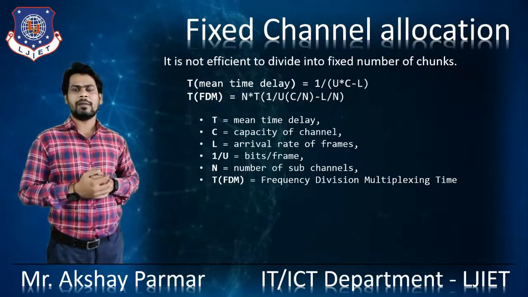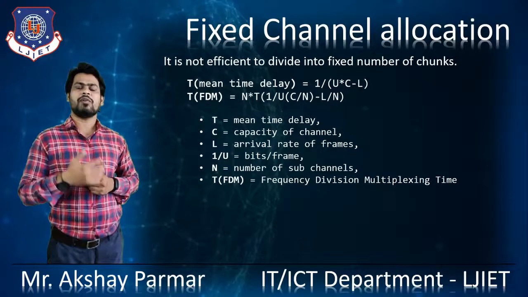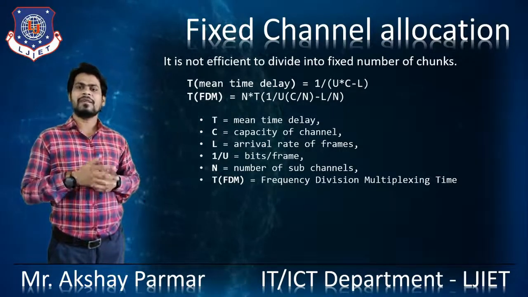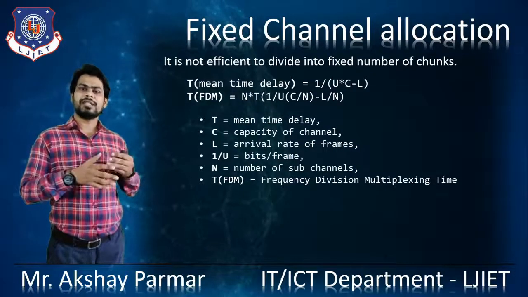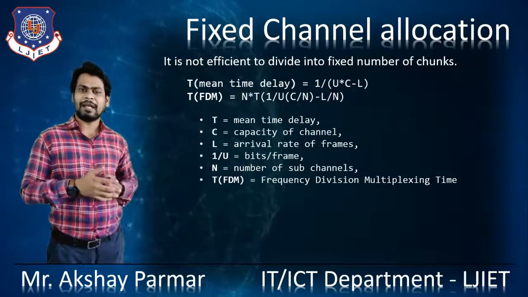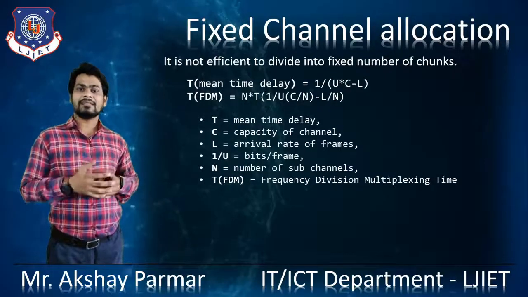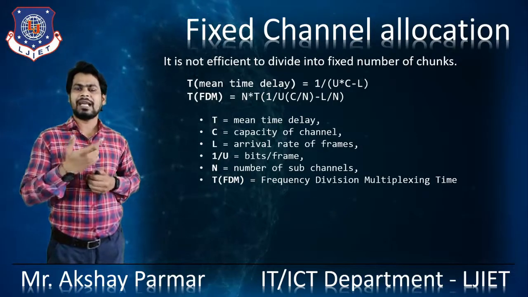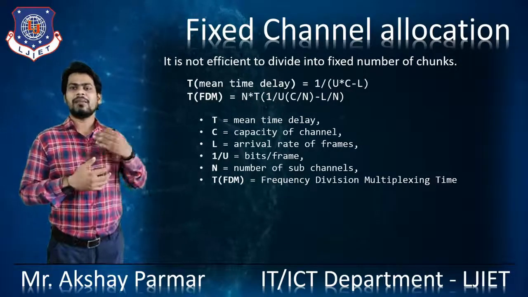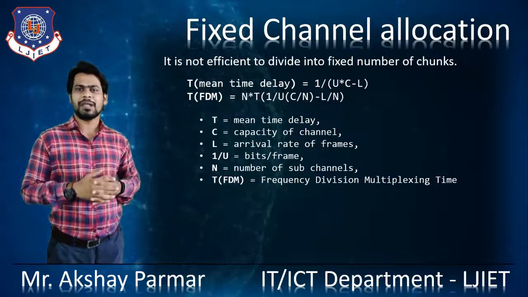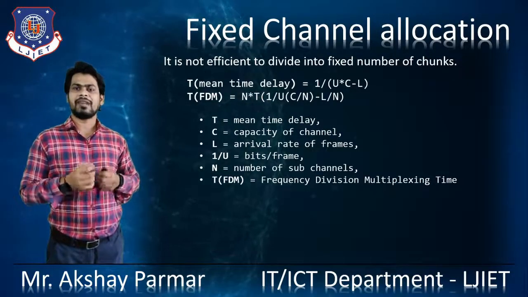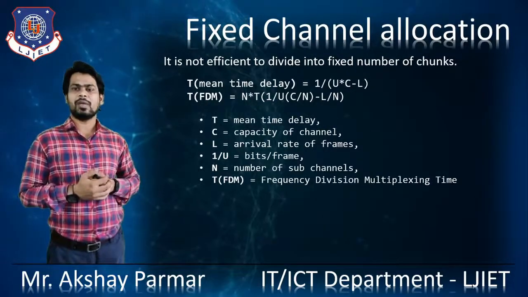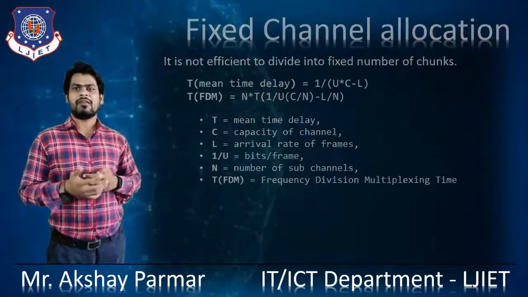So if you want to apply the FDM technique and calculate the time delay there, T_FDM is equal to N times T, that is, 1 divided by (μC/N minus λ/N), where N is the number of sub-channels. As you can see, to find the mean time delay, you can simply multiply and divide by the number of sub-channels. So that's how you can get the frequency division multiplexing time, T_FDM, right? That's how you can calculate T_FDM.